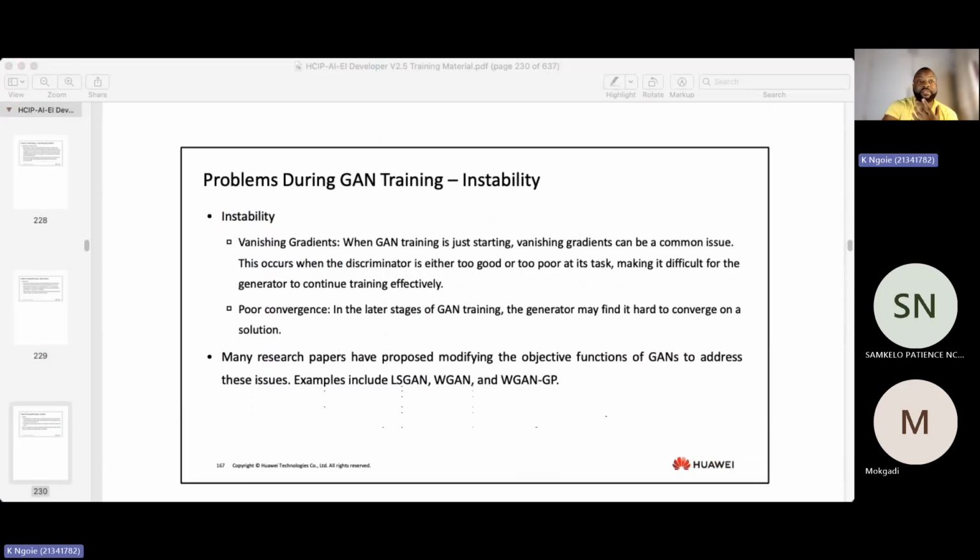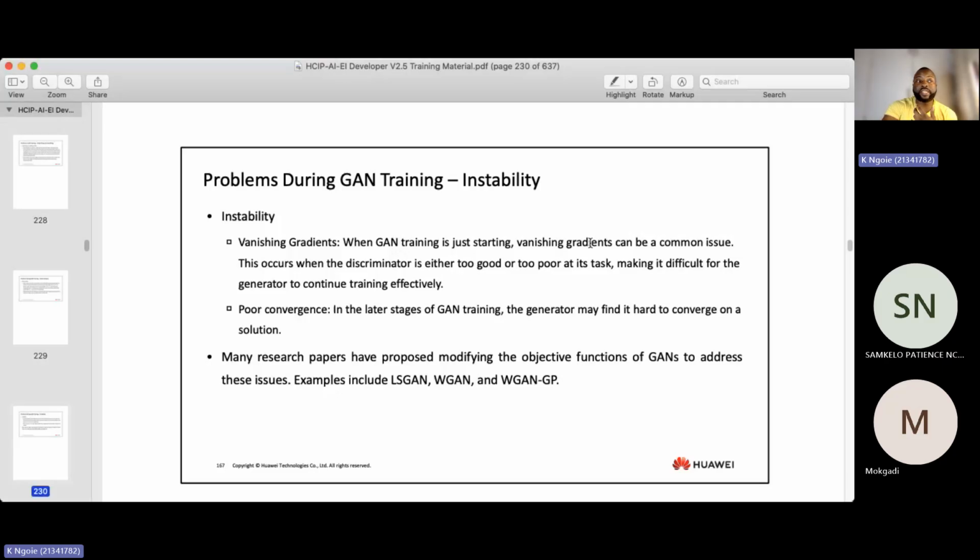Another problem that we may have is what we call instability. The instability is created by a vanishing gradient. Which means that when GAN training is just starting, we may have vanishing gradient. Remember we spoke about it in different neural networks, where we mentioned that the more layers we have, the more we are losing the values of all the numbers that we're having. So we have a vanishing gradient.